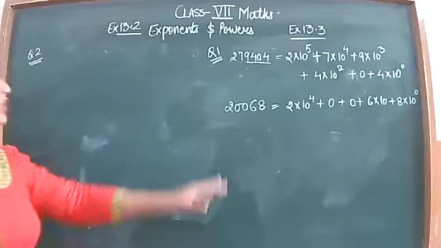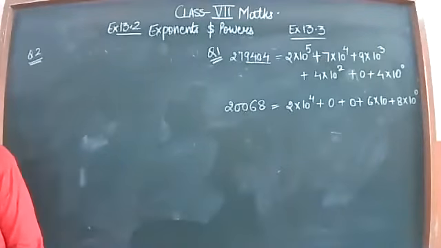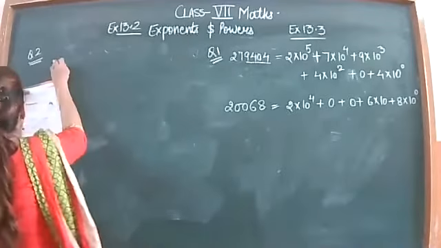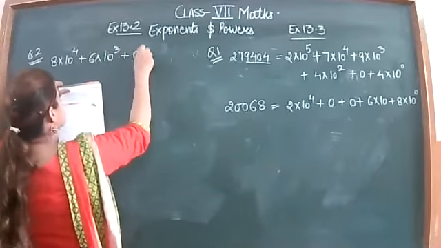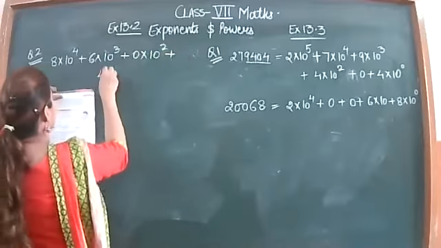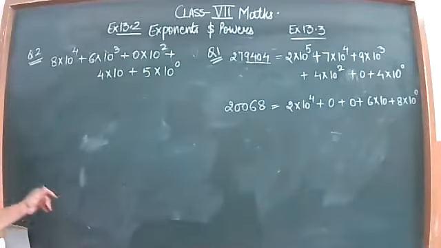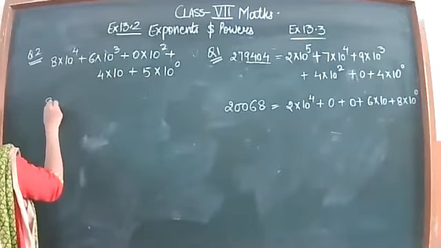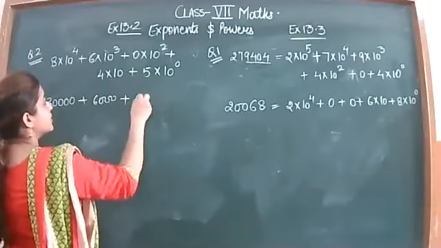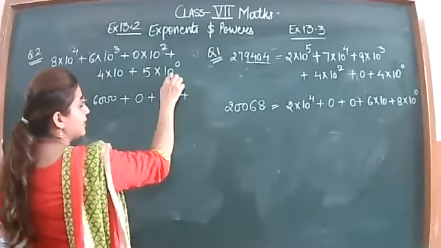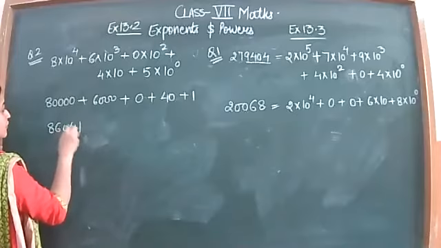Question number 2. Now the question is in this form. You have to convert them into compact form, which means you have to write the number. I'm writing here 8 into 10 raised to power 4, 6 into 10 raised to power 3, 0 into 10 squared, plus 4 into 10, plus 5 into 10 raised to power 0. This is 8 with 4 zeros, 6 with 3 zeros. This is 0 plus 40. This is 1, 5 ones are 5. So 86045.